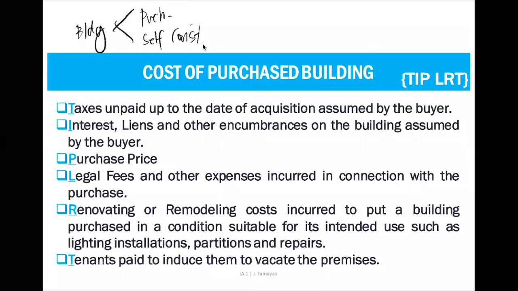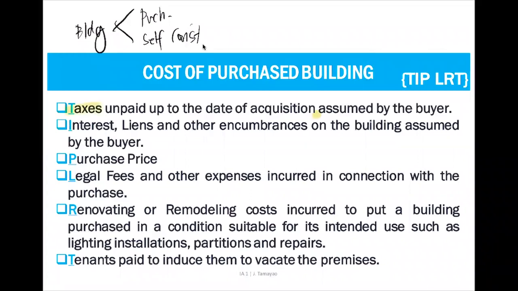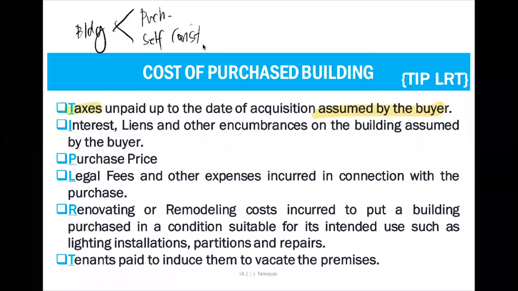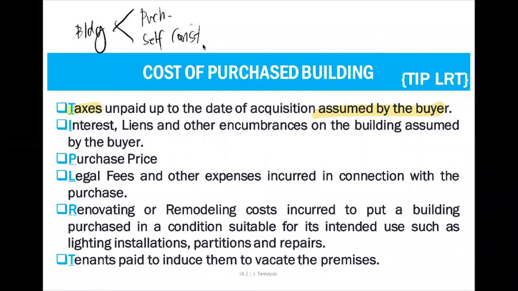So what are the items of cost purchase building? Our mnemonic here is TIP LRT. The first one is taxes unpaid up to the date of acquisition assumed by the buyer. Taxes ulit, but take note, it must be assumed by the buyer. I'm placing emphasis on the assumption of the buyer, because without assumption of the buyer, you should not include it as part of your cost of the building.